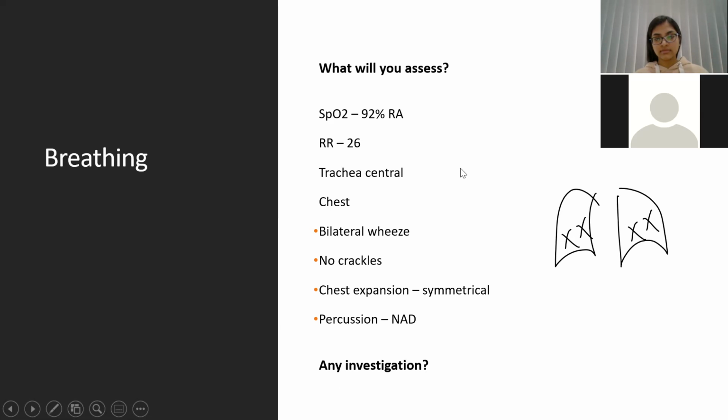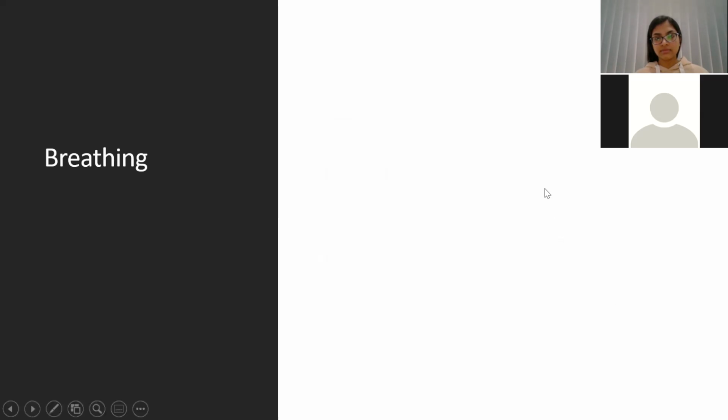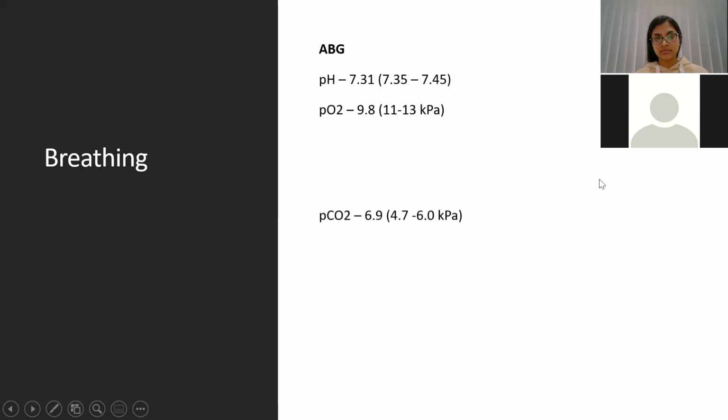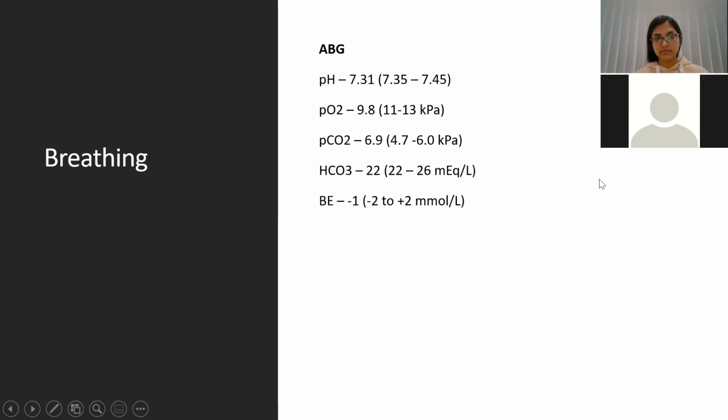Now that you've got his basic observations and you've got the examination results, what would your next steps be? Would you consider any investigations? Yeah, perfect. So we'll do an ABG. Is there any other investigation? Perfect, yeah. So an ABG and chest x-ray, those are the two things you want to order in this case. You do an ABG, and ABGs are fantastic because the results come right then. And so that's what the ABG shows.